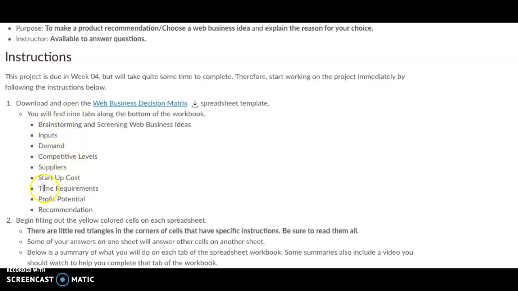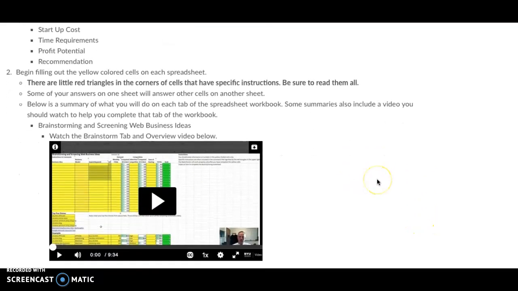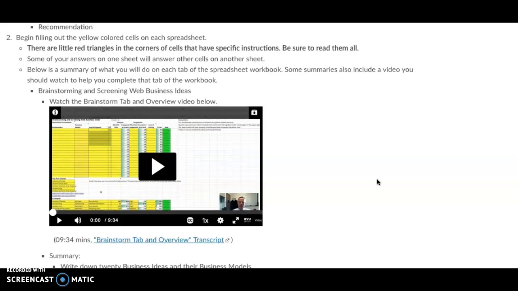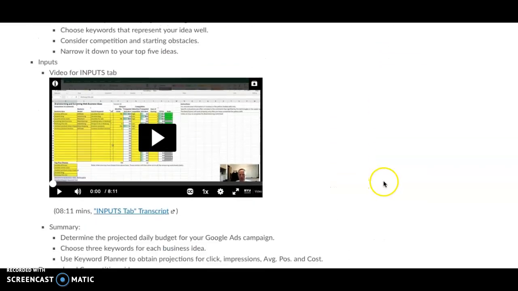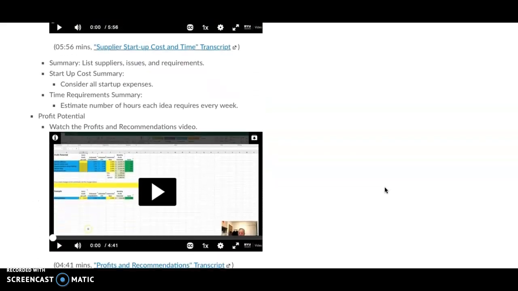You'll go step by step. You want to fill each one out before moving to the next tab. And the videos down here will walk you through each tab. And the idea is that you're going to come up with 20 business ideas. Then you'll take the top 5 and you'll really flesh them out. And from there, the last tab will rank them based on your data. Say, here's your best idea, here's your second best idea, etc. This is a really cool process. It's a very powerful tool for entrepreneurs as you come up with business ideas.